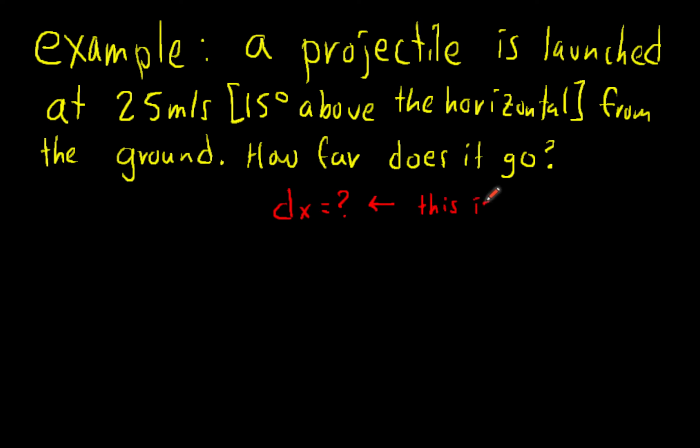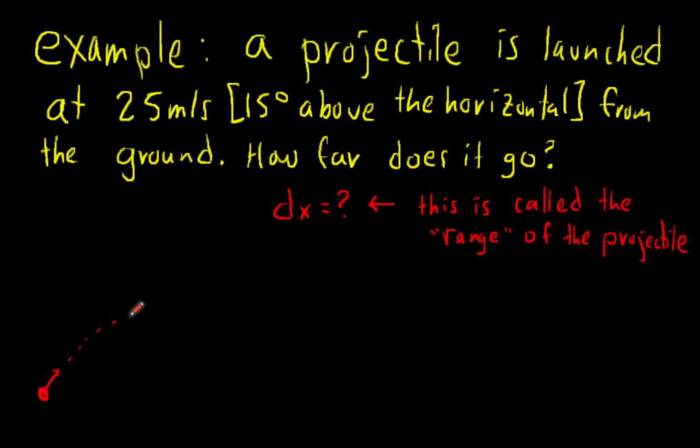Sometimes in projectile motion, this dx value is referred to as the range of the projectile, or the projectile's maximum range. Quick sketch of the situation is the projectile traveling up in the air and coming back down to the ground height that it started at. We're looking for the horizontal displacement, dx. The vertical displacement is equal to 0 because it goes all the way up and comes back down to the height it started.